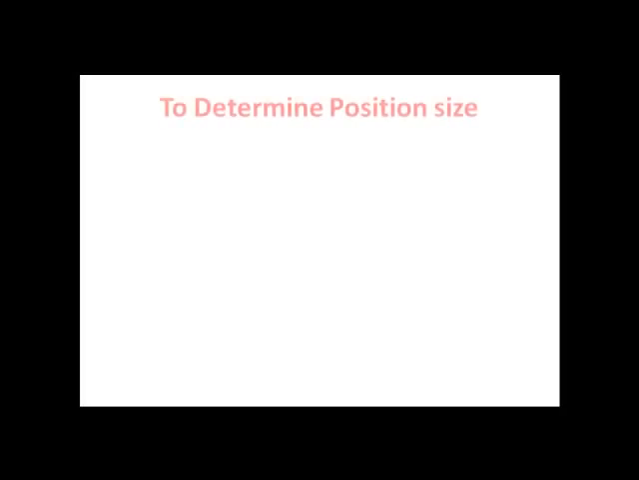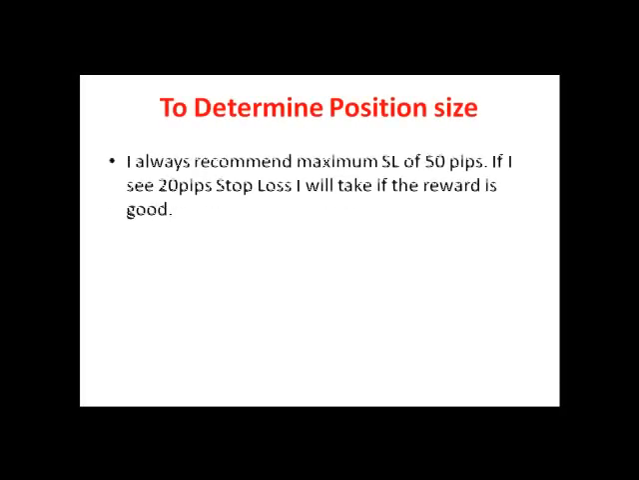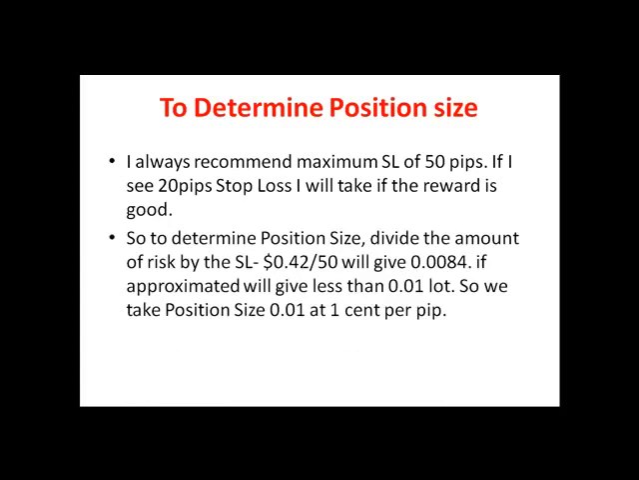Now, when we move on to determine our position size using this scenario we've just painted, I always recommend a maximum of 50 pips stop loss. Now, if I see 20 stop loss, splendid, I will take it with good risk to reward ratio. So to determine my position size, I'm going to divide the amount of risk by the SL, and that is 42 cents divided by 50, giving us 0.0084.